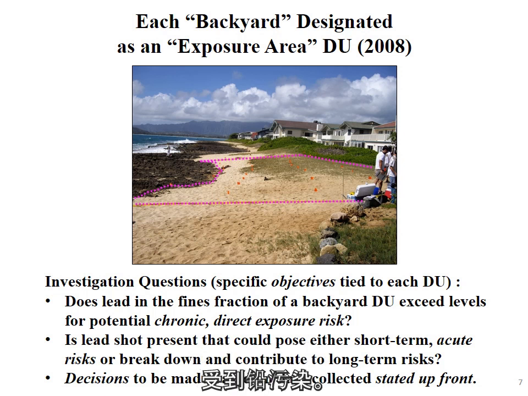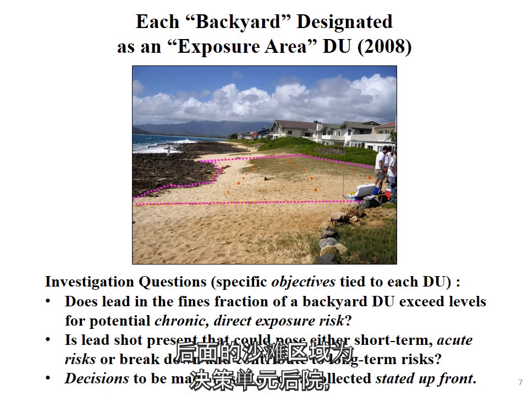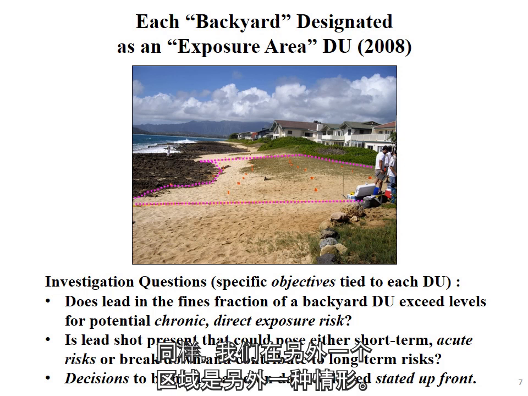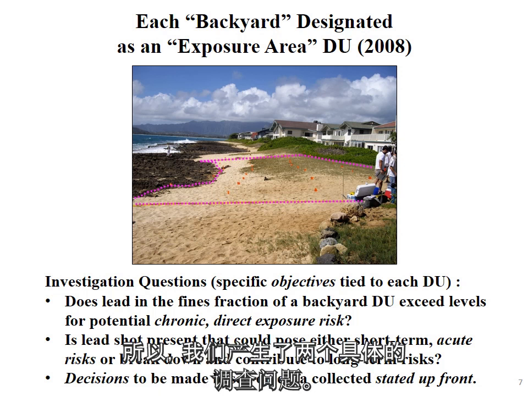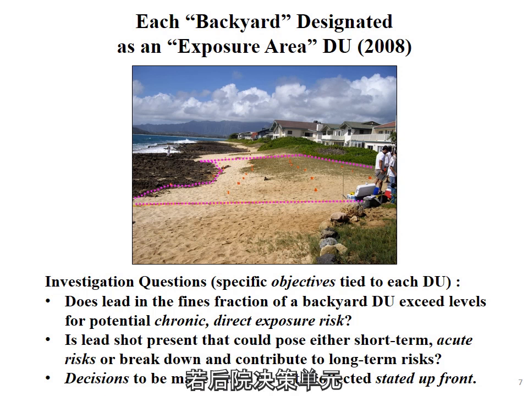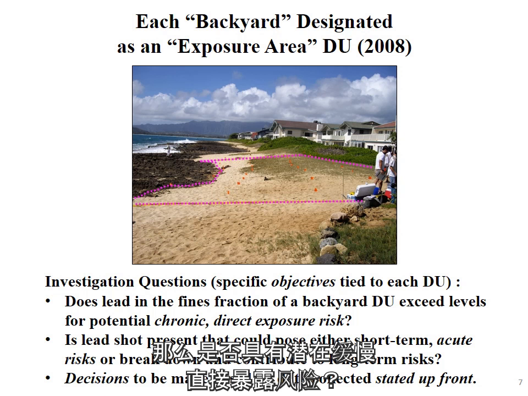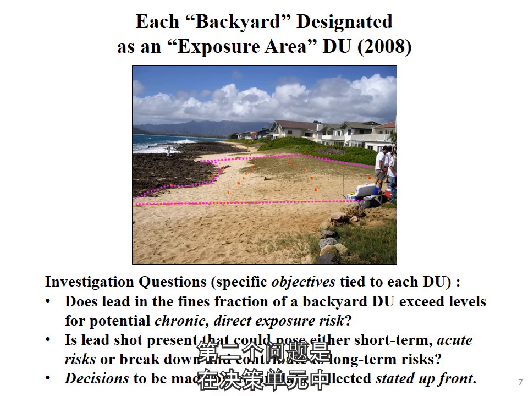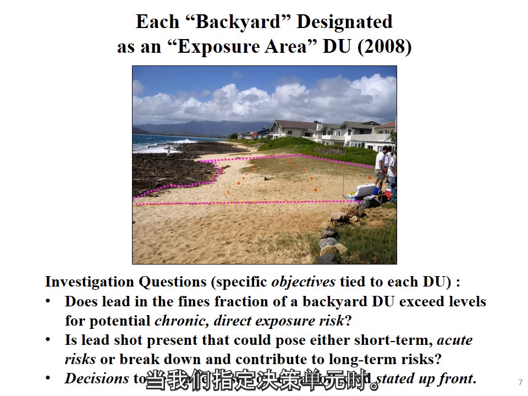Along the beach areas. So first thing we did was we designated the beach area behind each house as a backyard decision unit, the same as we would in any other situation. So we had two specific investigation questions. One was, does lead in the fines fraction of a backyard decision unit exceed levels for potential chronic direct exposure risk? The second question was, is there lead shot present in the DU that could pose either short-term acute risk or breakdown in the future and contribute to longer-term risk? So again, these decision questions are stated up front as we designated the decision unit.